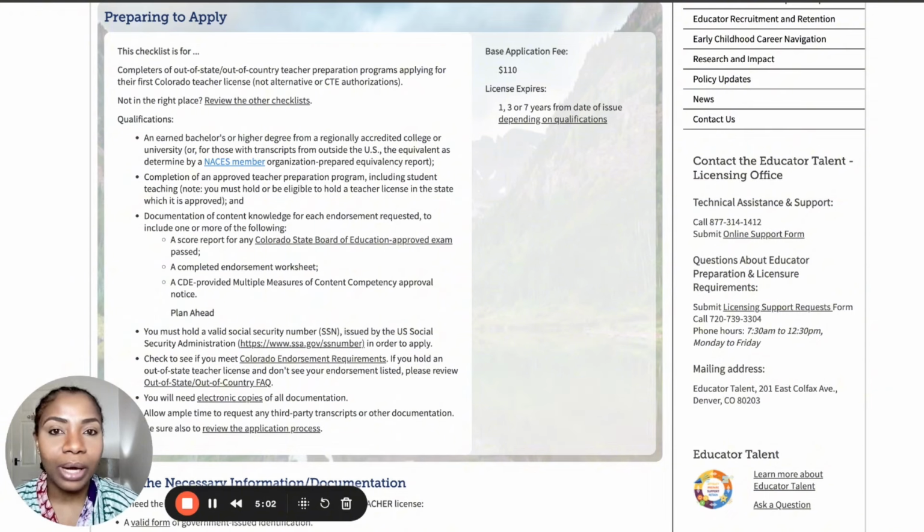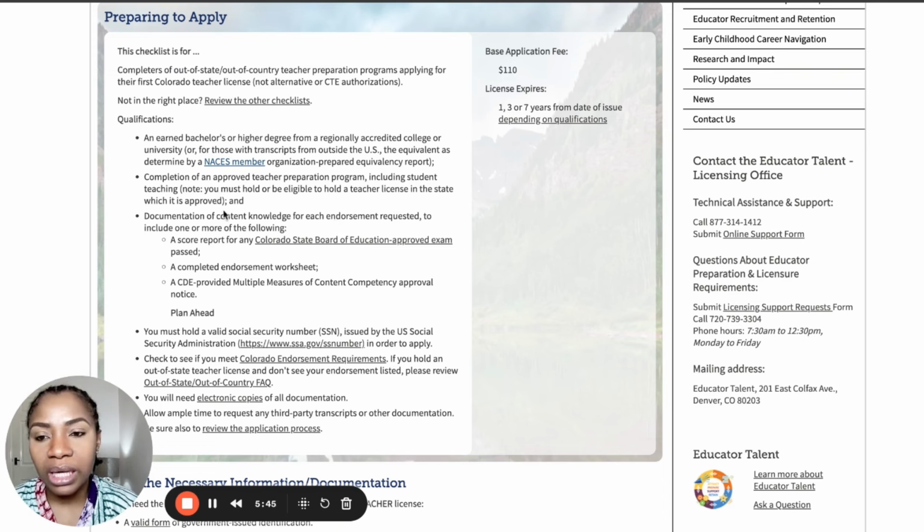You send them to WES and then WES evaluates. You're doing a course by course evaluation. You're requesting a course by course evaluation for your credentials. You must have earned a bachelor's degree or higher. Take note of that. Secondly, you need to have completed an approved teacher preparatory program, including student teaching. Note, you must hold or be eligible to hold a teaching license in the state which it is approved.